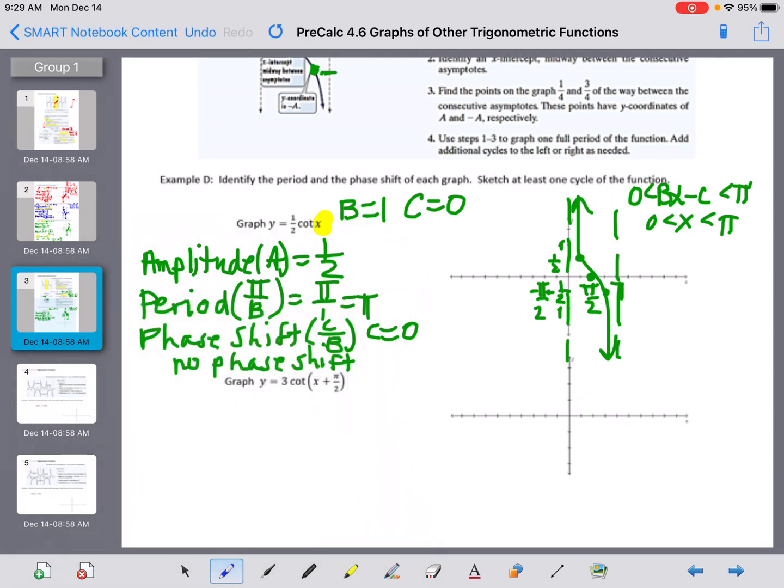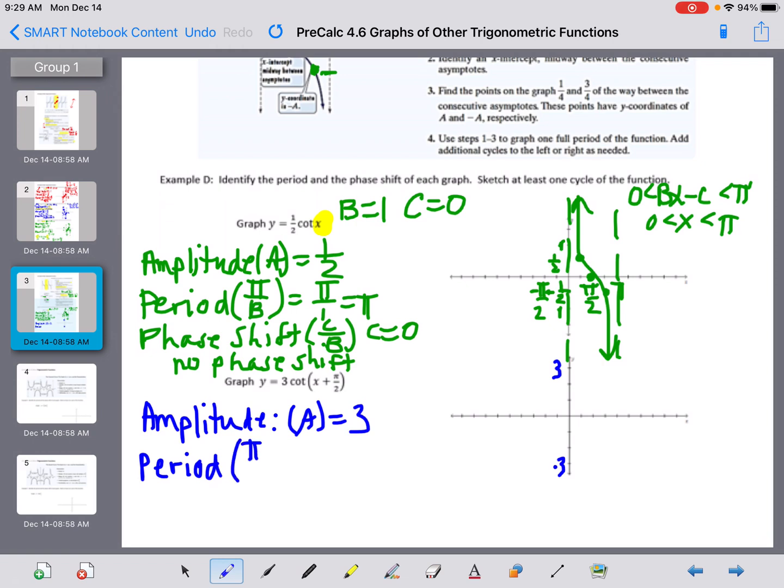Let's do one more cotangent down here at the bottom of the page. This time my amplitude is my A, which is 3. So it means I'm going to go up as high as 3 and down as low as -3.